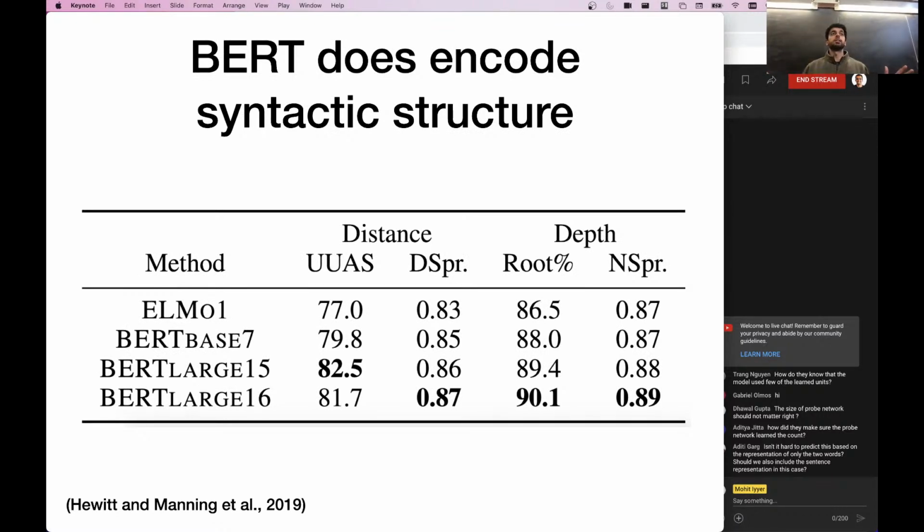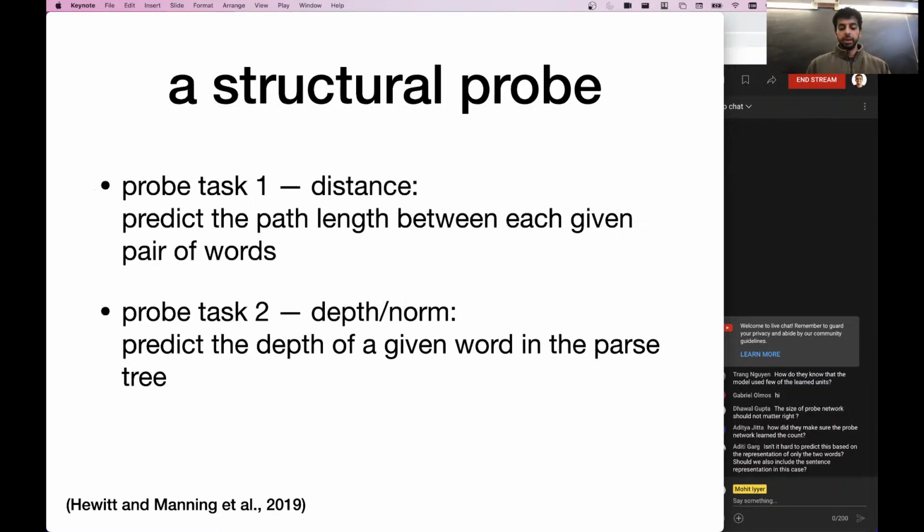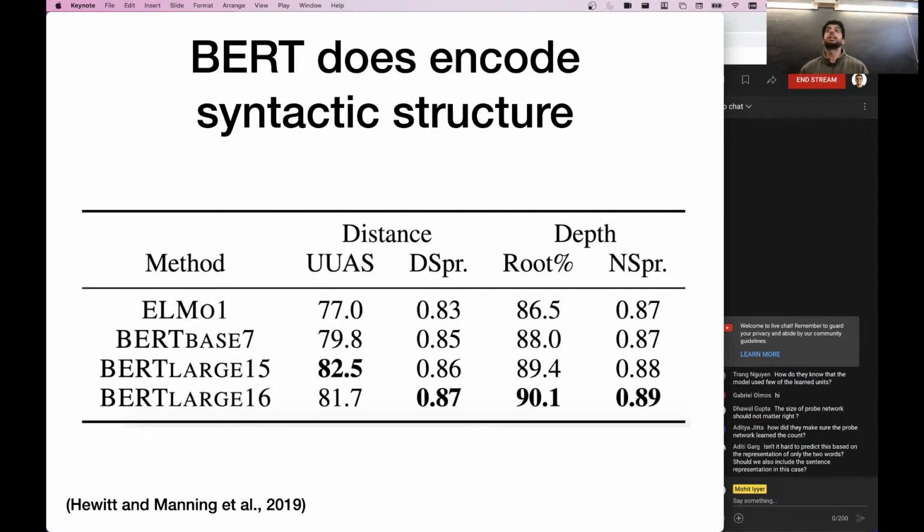So at a high level, it turns out that BERT does in fact encode syntactic structure, and you can reproduce these parses just from these token level representations of the words in the sentence with these very simple probe tasks. So that's kind of impressive, and it does show that this kind of syntactic structure is useful for BERT when it's making these predictions.